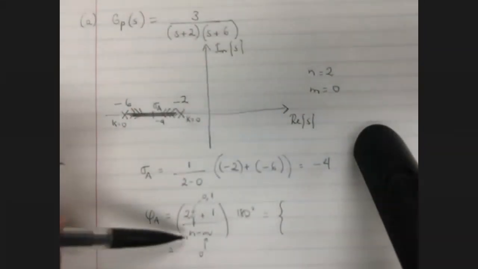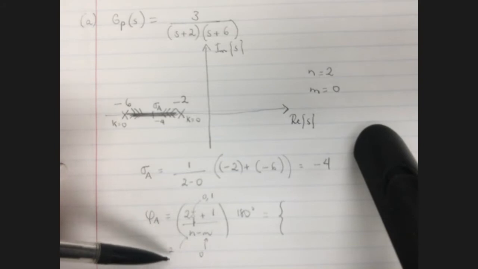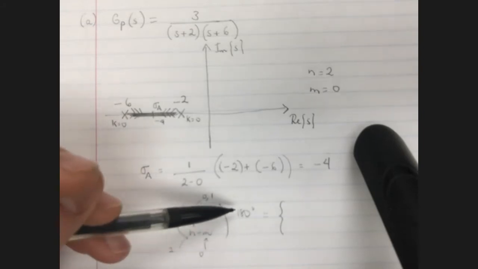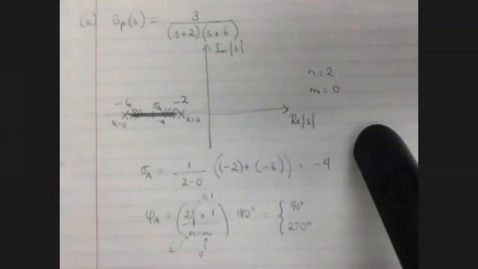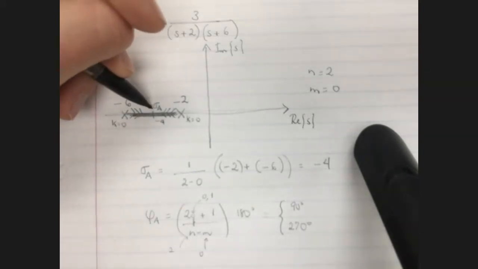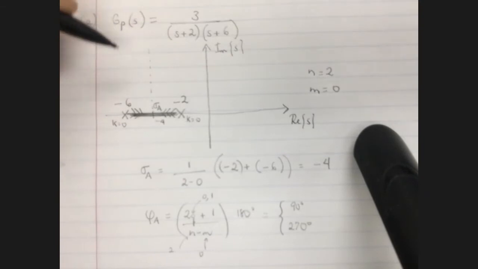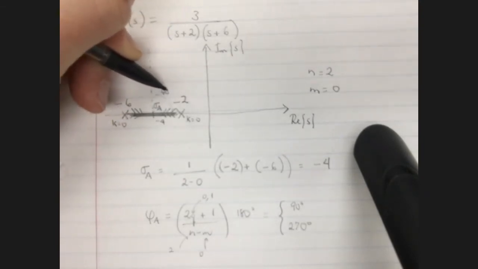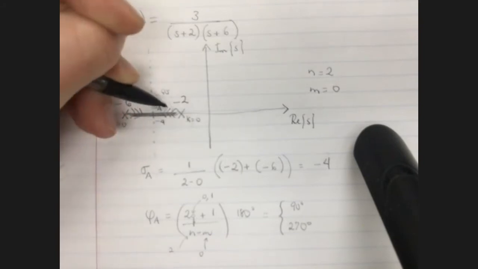So if we plug that in, I'm going to get in my denominator 2, and I'm going to get either 1/2 or 3/2 times 180. So I'm going to get 90 and 270. Plugging in those numbers, therefore, my asymptotes are going to be one up here at 90 degrees, and the other one down here at 270.